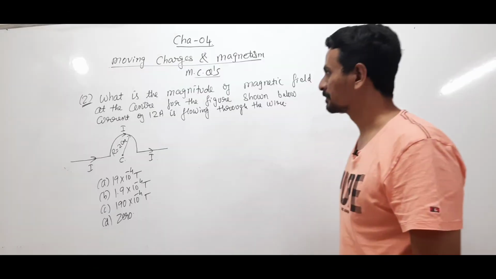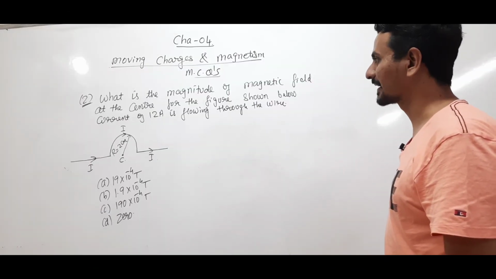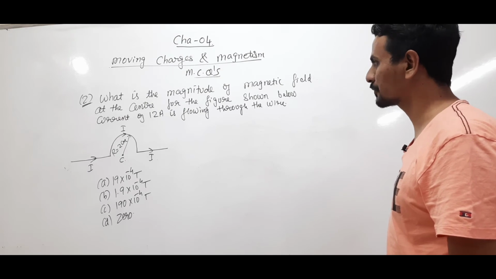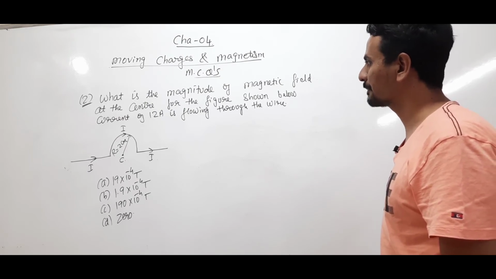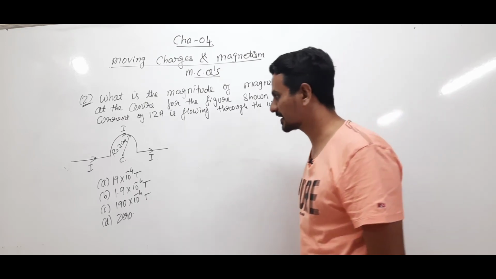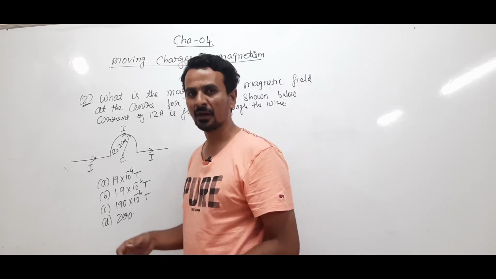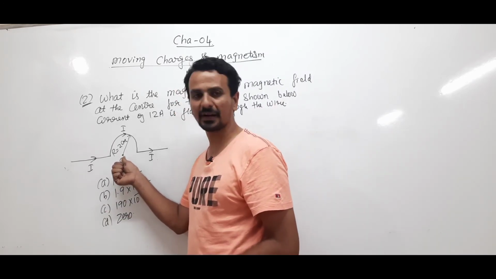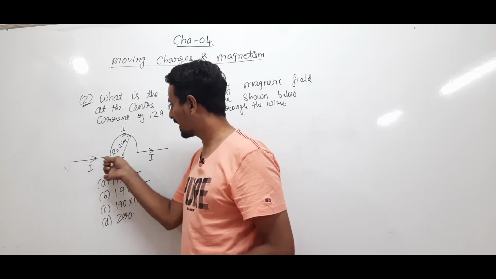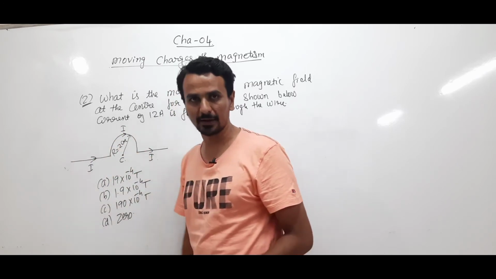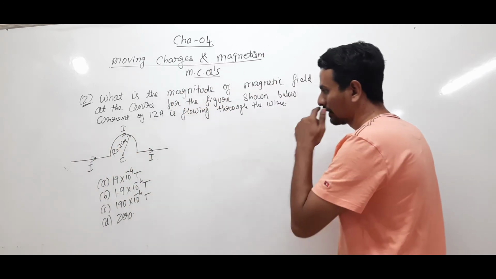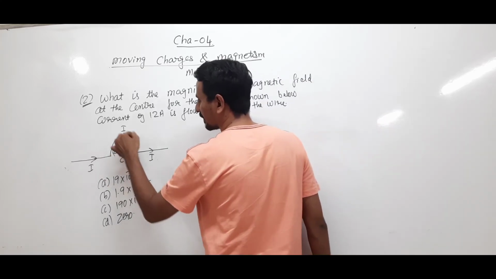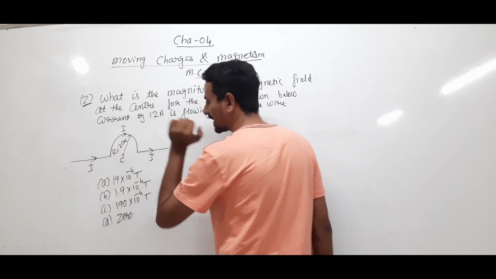Okay, the next one. What is the magnitude of magnetic field at the center for the figure shown below? Current of 12 ampere is flowing through the wire. See, this is the figure, this is the diagram. You need to calculate the magnetic field at the center. Basically this is a semicircle and you want to calculate the magnetic field at the center.